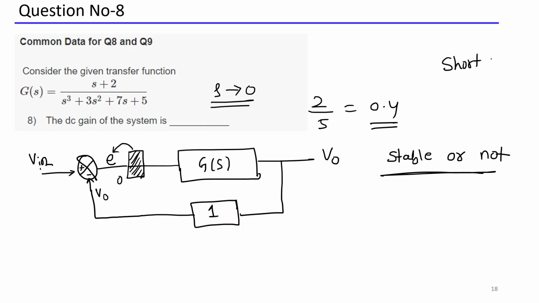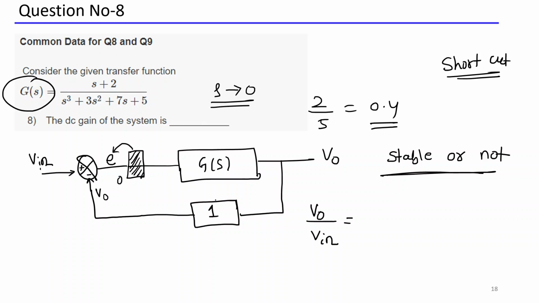Okay, to solve this question, by looking at this equation, can you tell whether the system is stable or not? Remember that whenever I ask you to find the system stability, you have to always find the stability of the closed loop system. The open loop system is given as G of S. The closed loop system is nothing but V naught by V in. This is the closed loop form.